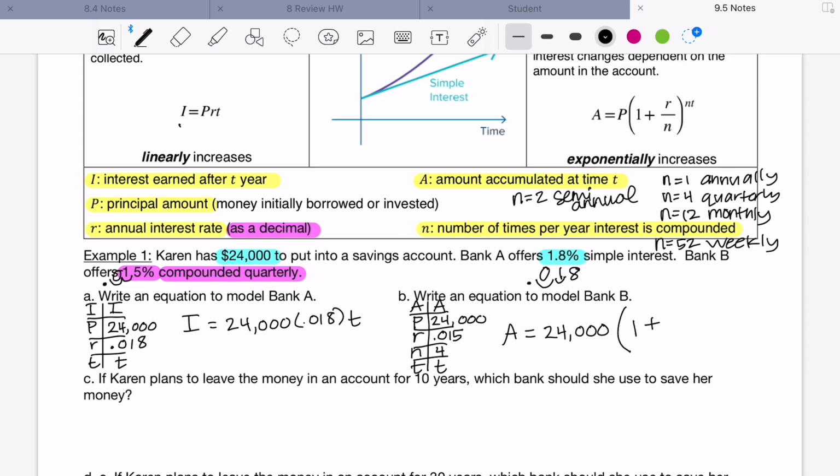25,000 times 1 plus 0.015 over N, so N is 4, and then 4 times T up there. And that's it. So moving on to part C, it says if Karen plans to leave the money in an account for 10 years, which bank should she use to save her money? Well, we're going to assume that she wants to get the most money out of this.